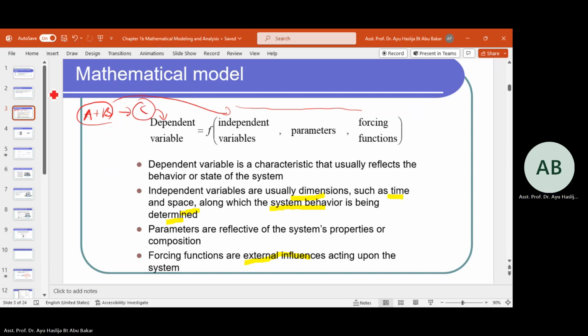The dependent variable usually reflects the behavior or state of the system, whereby the independent variables are usually like dimension, time, space, which we cannot control. The parameters are reflective of the system properties or composition, like what is the concentration, what is the density. Then forcing functions are the external influences acting upon the system. For example, in a closed system, perhaps the outside temperature will affect the closed system temperature because of the heat transfer. Somehow they are correlated.